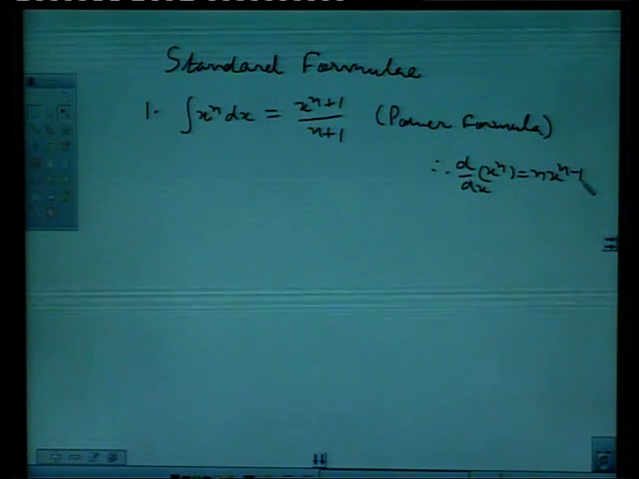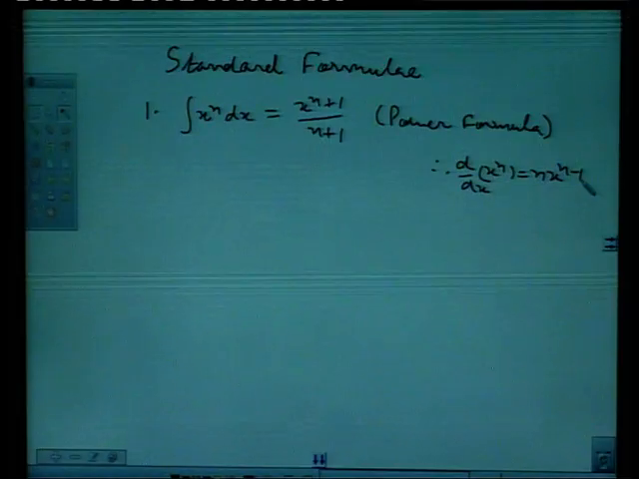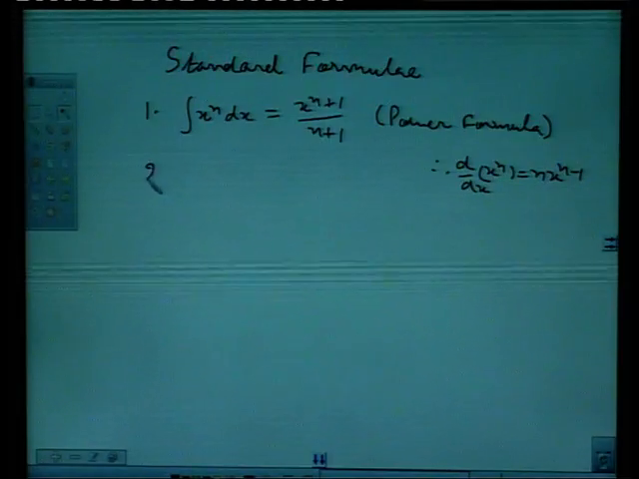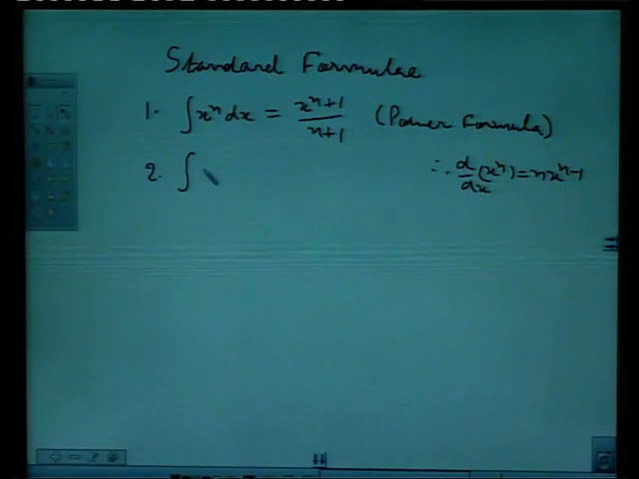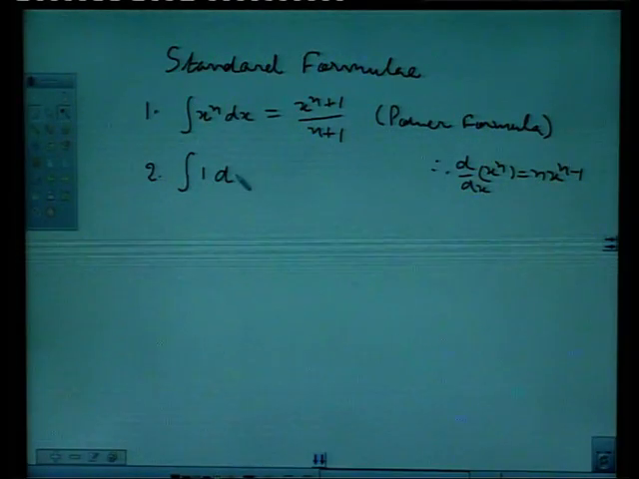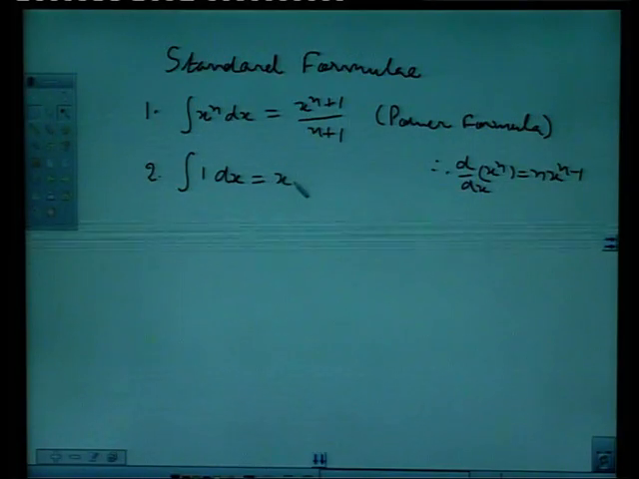Power is increased by 1 and we divide by the same. This formula is very important for integration. And the second formula is the integration of 1 with respect to x is x.